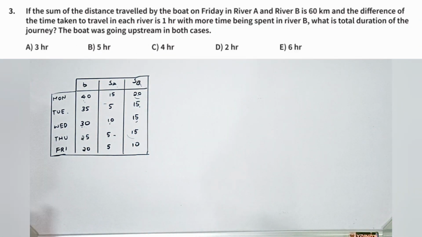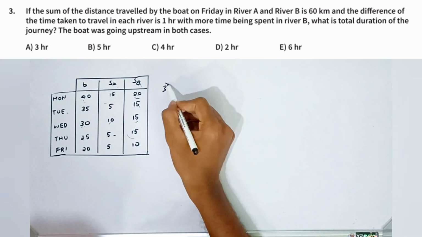Okay, in the next question it is given that if the sum of the distance traveled by a boat on Friday in river A and river B is 60 kilometers and the difference of the time taken to travel in each river is 1 hour, with more time being spent in river B, what is the total duration of the journey? The boat was going upstream in both cases. Okay, so let's solve this problem. So we are solving the third question.